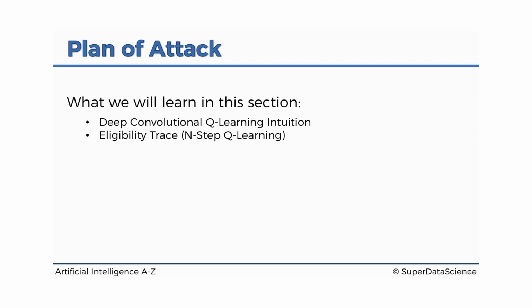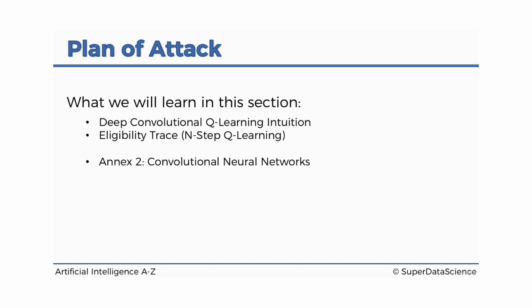And of course, in this section, because we're talking about convolutional neural networks, it is highly advisable that you check out Annex number 2, Convolutional Neural Networks. Once again, if you've done the Deep Learning A to Z course, then you're already familiar with this information, so you can safely proceed with these tutorials on deep convolutional Q-learning.